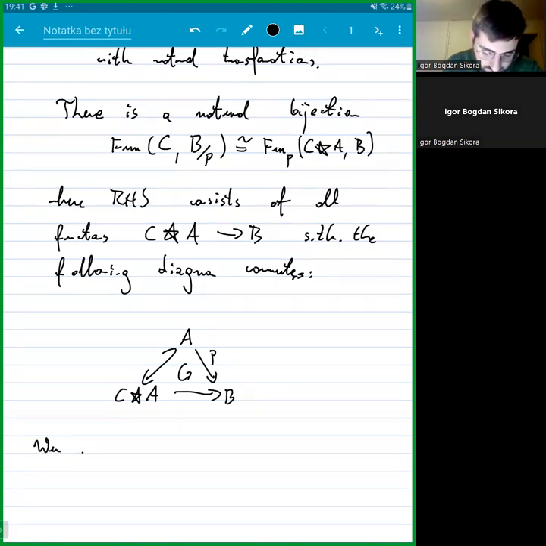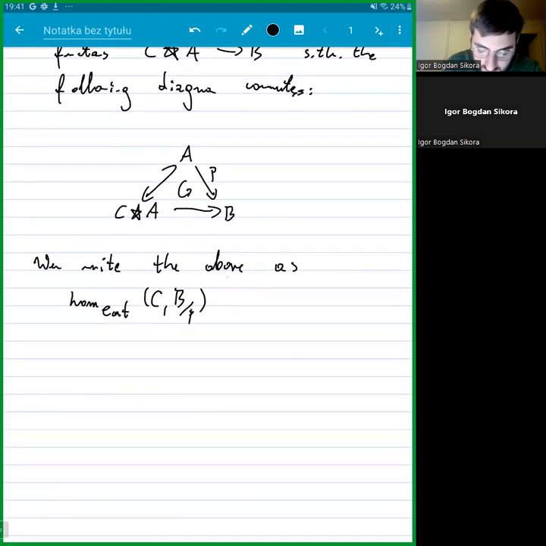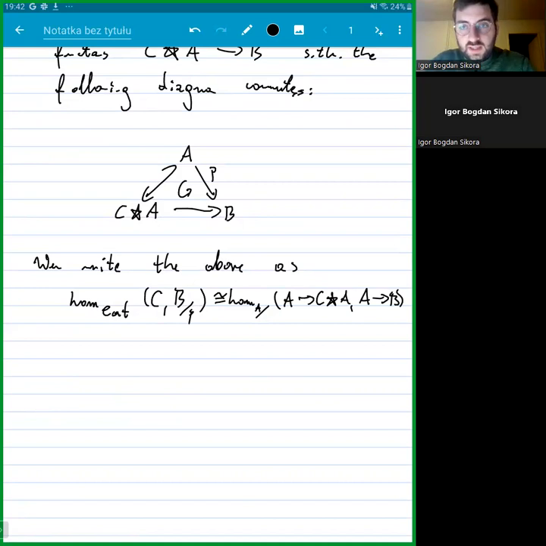And now we'll write it in a little bit more sophisticated way. We write this bijection as follows: homomorphisms in the category of categories from C to the slice category over P are in natural bijection with homomorphisms in the under category of A, from the object A to C join A to B. Now, this more sophisticated way is supposed to give us an idea how to define the slice category in the infinity categorical context. So it is given by the following proposition.